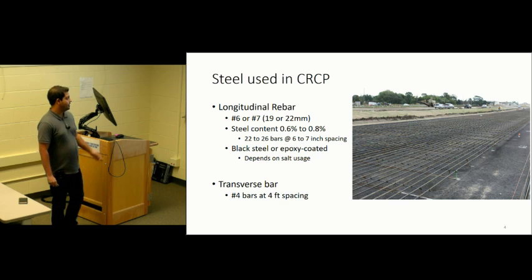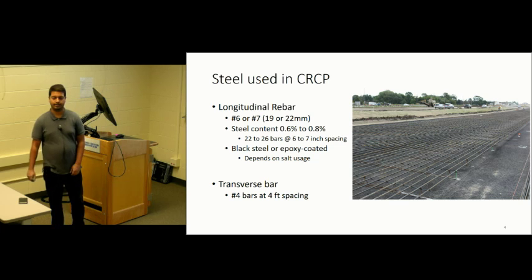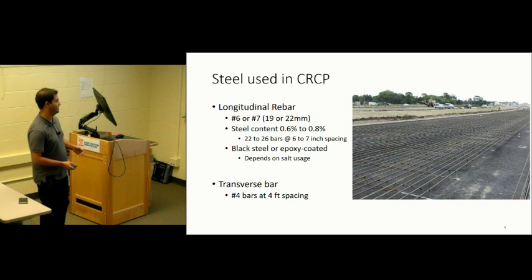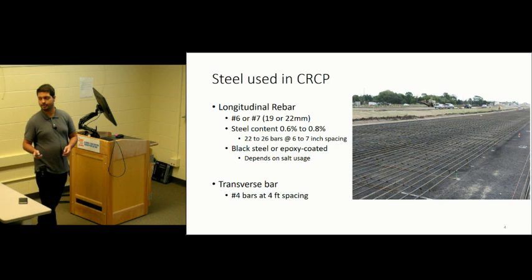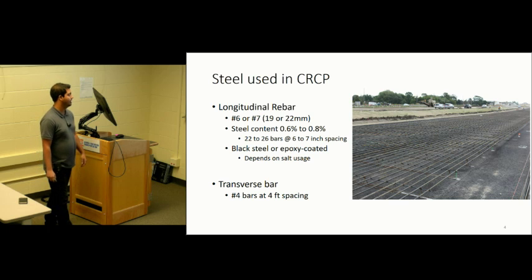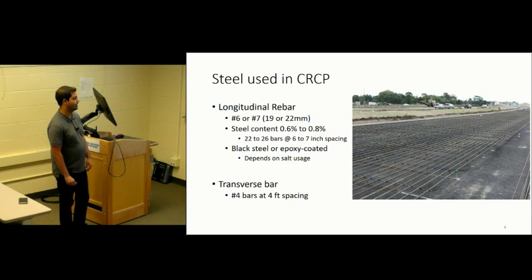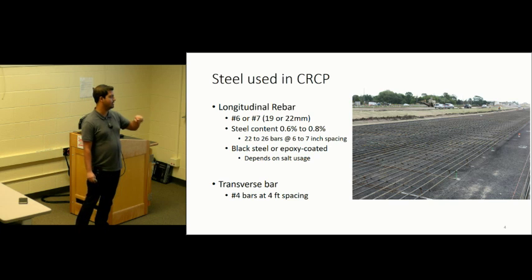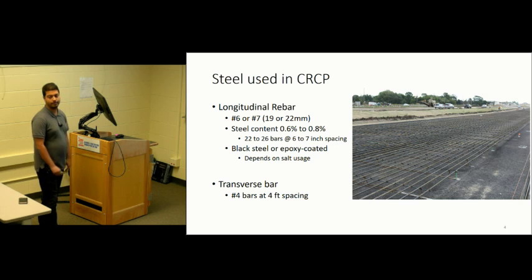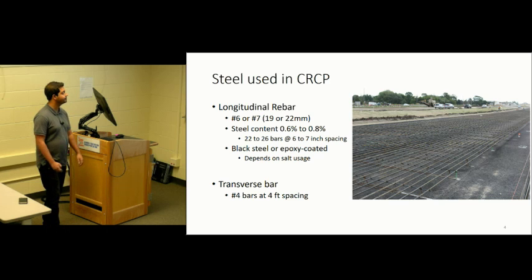So the longitudinal reinforcement can be black steel or epoxy coated. This generally depends on what region we are in. If there is a lot of use of salt, then it's generally epoxy coated. Otherwise, even black steel is used. And we support this longitudinal bar on a chair that supports a transverse bar. And the transverse bar that we use is usually number 4 bar at 4 to 5 feet spacing, usually 4 feet spacing.